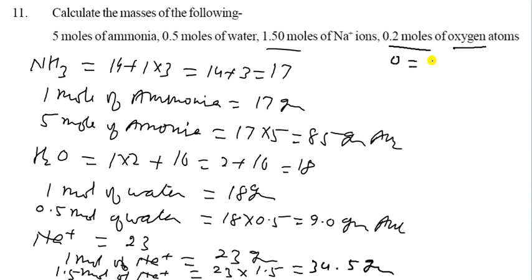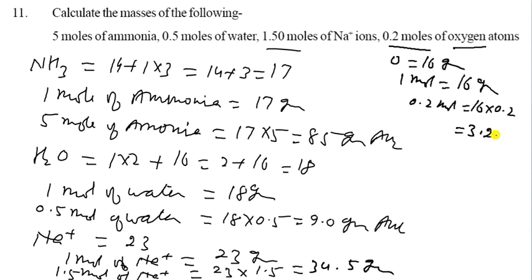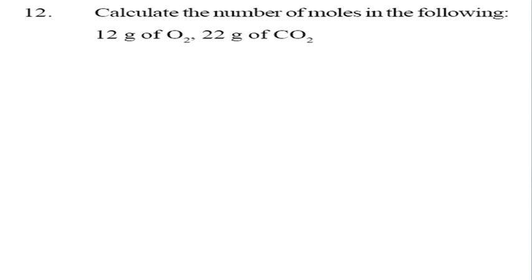So you can calculate 0.2 mole of oxygen. So how can we calculate 0.2 mole of oxygen? Oxygen atom, that will be 16 gram. So 1 mole is equal to 16 gram. So 0.2 mole is equal to 16 into 0.2. So that one is 3.2 grams. So that one is your answer. So you can do like this.